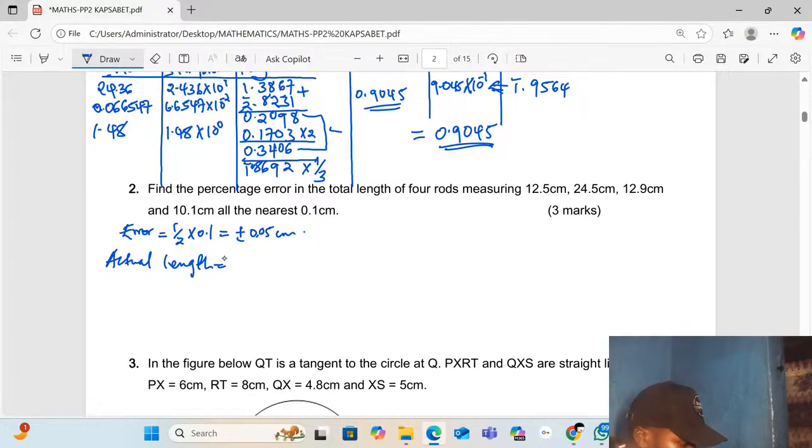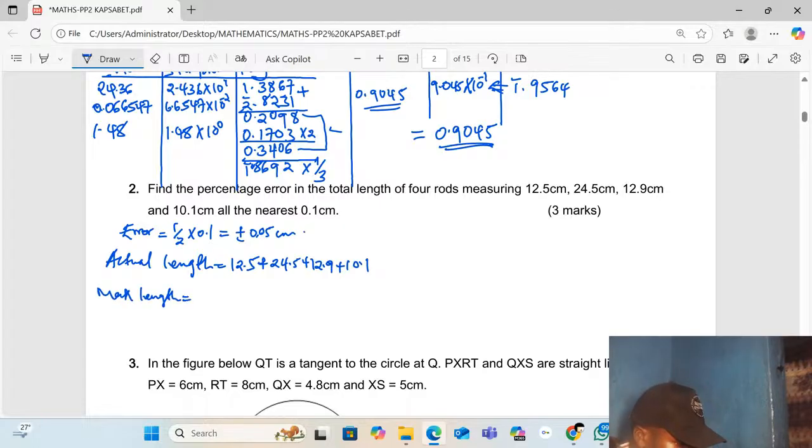So we look for the actual length. The actual length becomes 12.5, the original one, plus 24.5 plus 12.9 plus 10.1. So that is the actual length. Then we look for the maximum length.